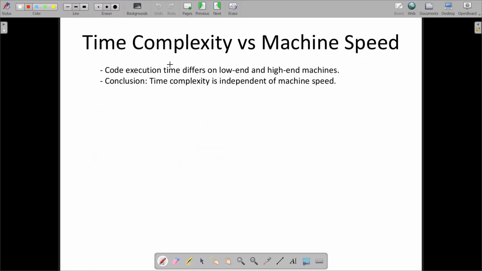Obviously, the code execution time differs on low and high end machines. Conclusion: time complexity is independent of machine speed, which I already told you. It does not depend on how slow or fast your computer is. There is a standard method to compare, irrespective of machine.